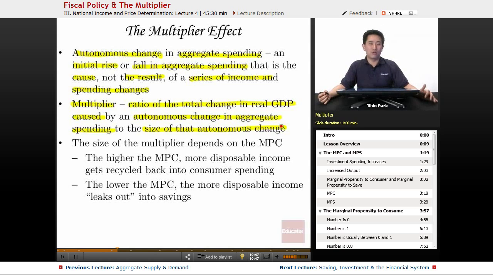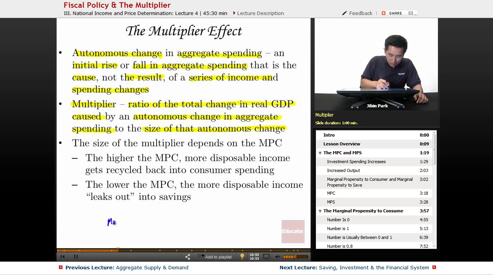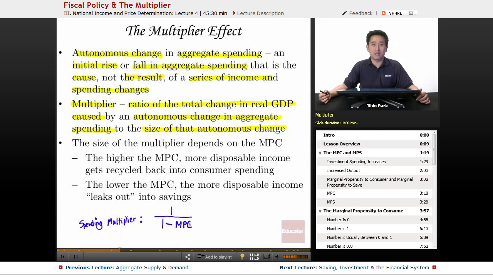Simply put, it's 1 over 1 minus MPC. So it bears rewriting as an equation. The multiplier, let's call it the spending multiplier. The spending multiplier is the idea of 1 over 1 minus MPC. So whatever it is, you get 1 minus the MPC, you take 1 divided by it, and that's the multiplier.